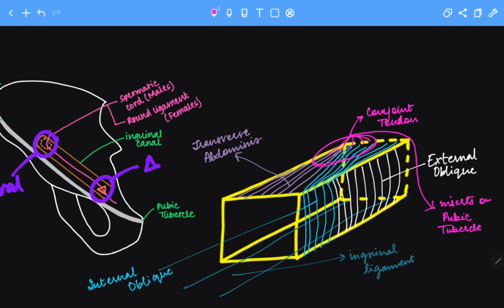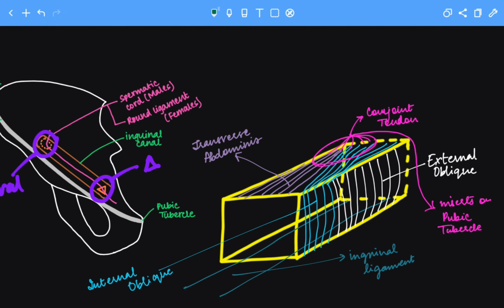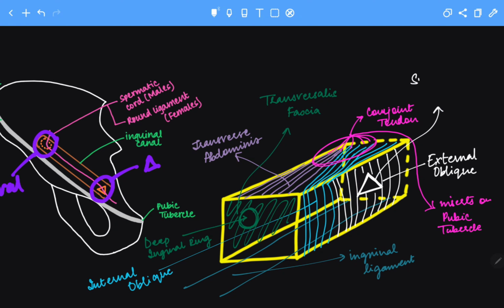Next, we have the posterior surface. The posterior surface is covered by the transversalis fascia. An opening in the transversalis fascia, and this opening over here, is the deep inguinal ring. Similarly, there is an opening in the external oblique muscle as well. And this opening is the superficial inguinal ring.